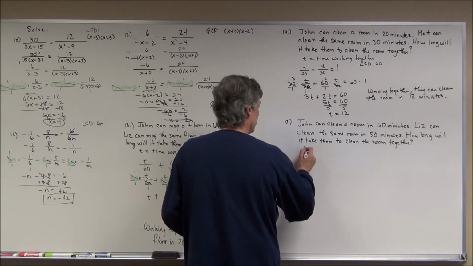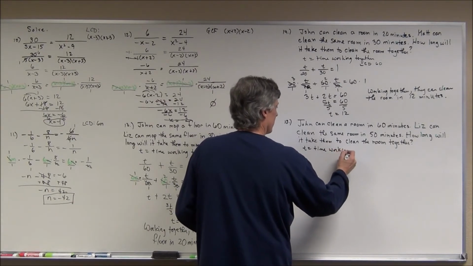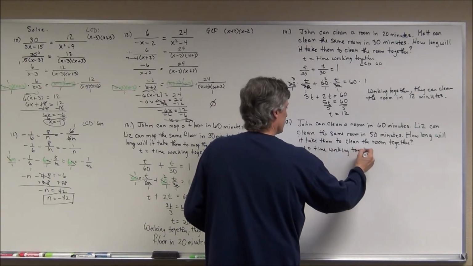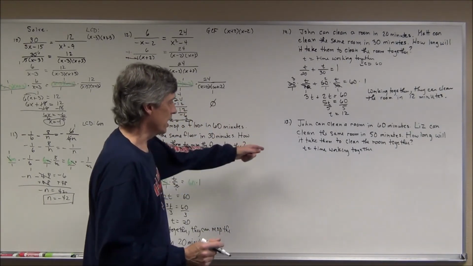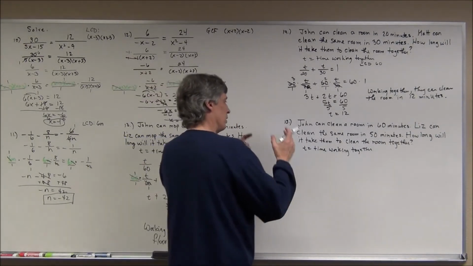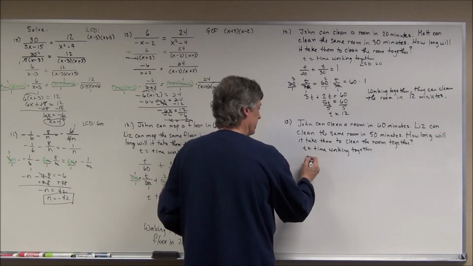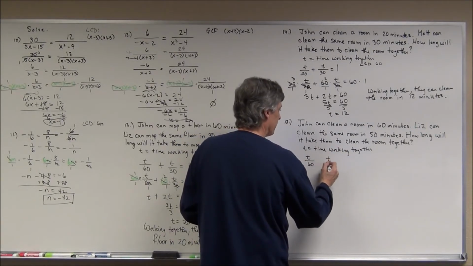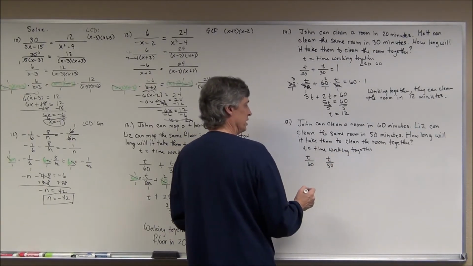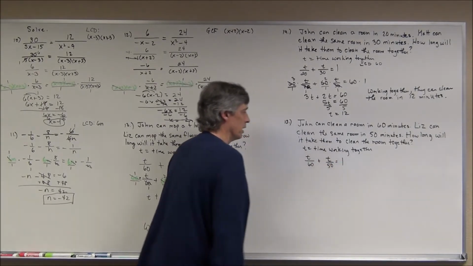Well, here we go. T is the time working together. I always state the variable, because that way there's no questions at the end what my variable is representing. The time that they work together. So remember, working together divided by the individual time. So John can get T 60ths of this room clean. Liz can get T 50ths of this room clean in T minutes. And together, they should be able to get the one room done.